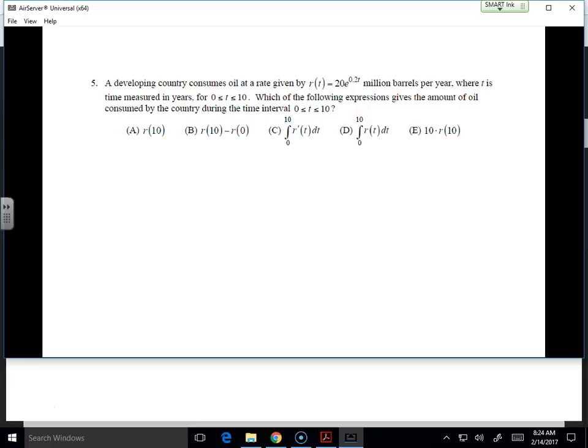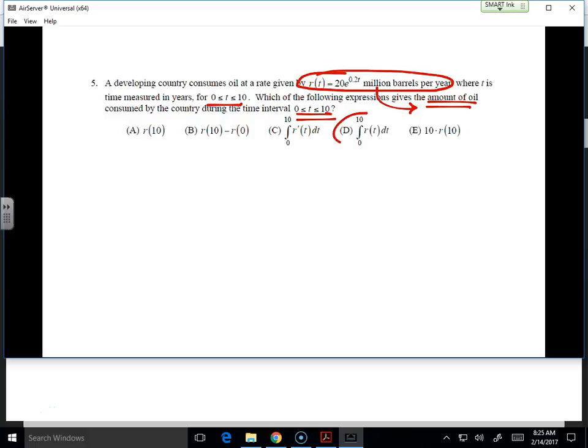So question, guys, who is R? Million barrels per year, right? What are they asking us for? In between 0 and 10. Is it at one time or is it over an interval? And we're going backwards from rate to amount, which means we need an integral. So what did you guys choose?